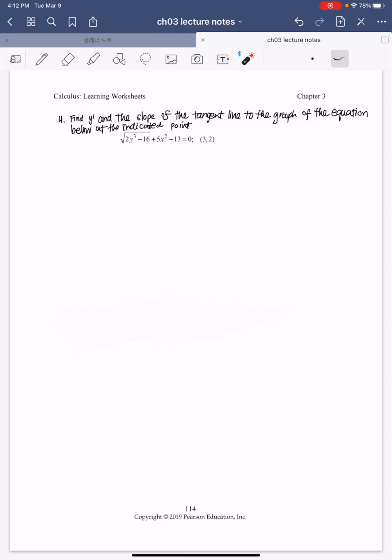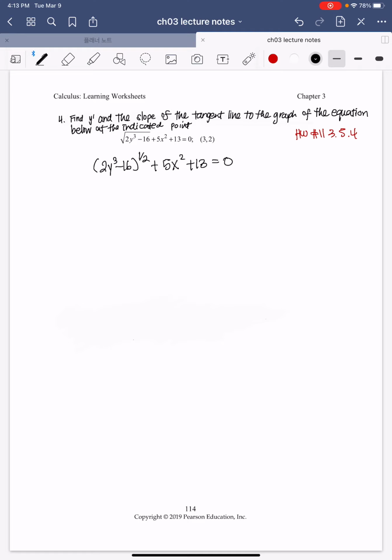Also, this looks very similar to homework number 11, section 3.5, number 4. So you can use this one to help you complete some of the homework problems. For me, I don't like the roots, so I'm not going to do the derivative yet, but I'm going to rewrite this as (2y^3 - 16)^(1/2) + 5x^2 + 13 = 0.